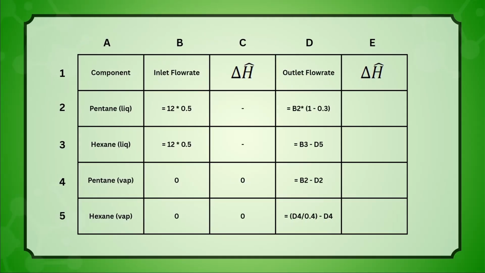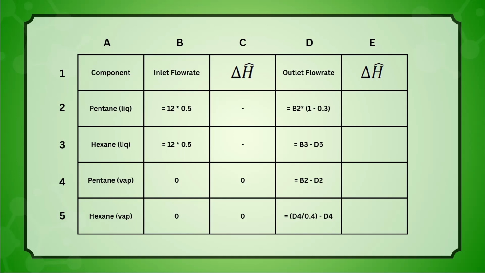At the inlet, the feed stream is 12 moles per second and equimolar. So we have 6 moles per second of pentane and 6 moles per second of hexane. There is no vapor at the inlet, so we can enter zeros for these cells. Since we are using inlet conditions as our reference, we don't need to assign values to the enthalpy terms at the inlet. For the outlet, for liquid pentane, since 30% of the pentane vaporizes, 70% remains as liquid.